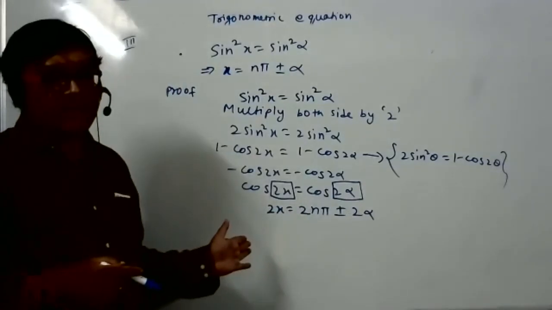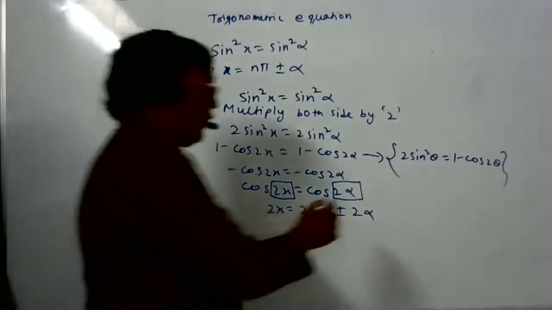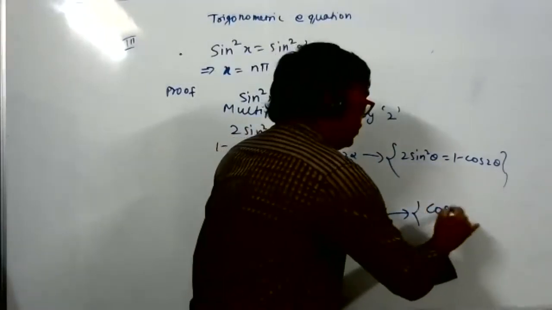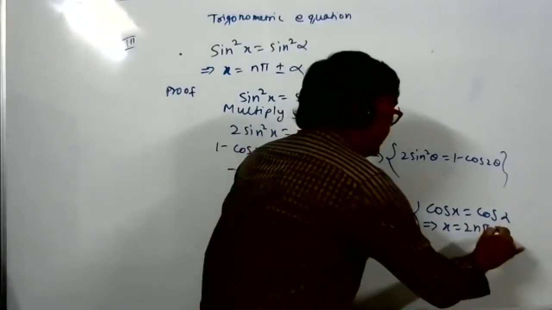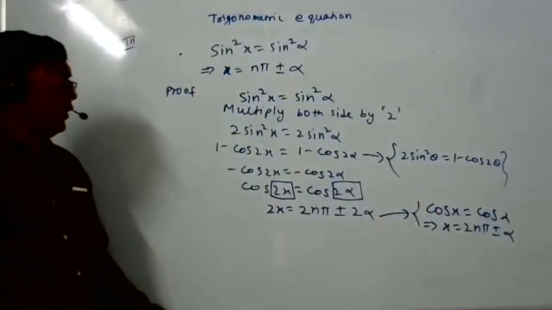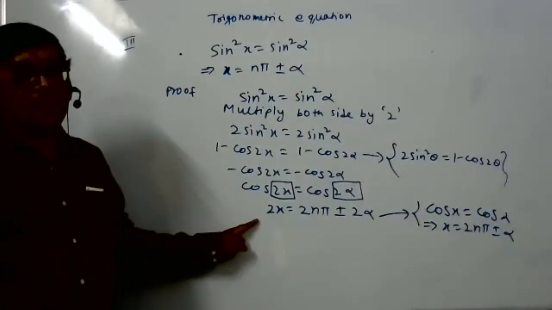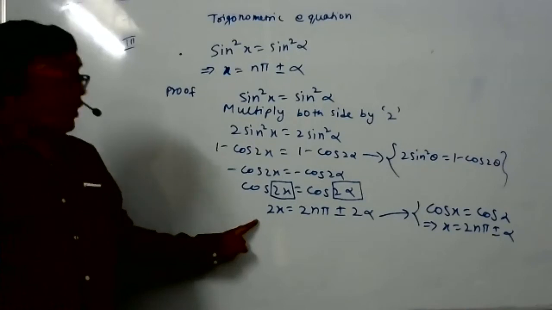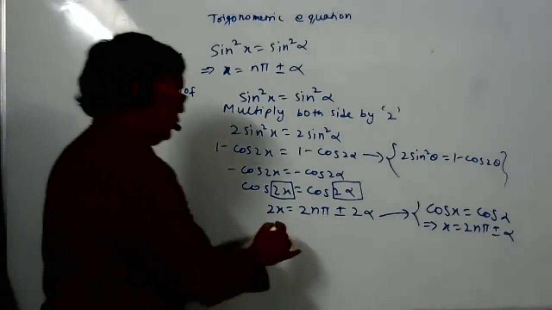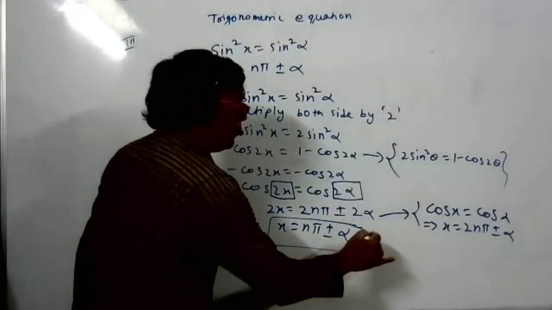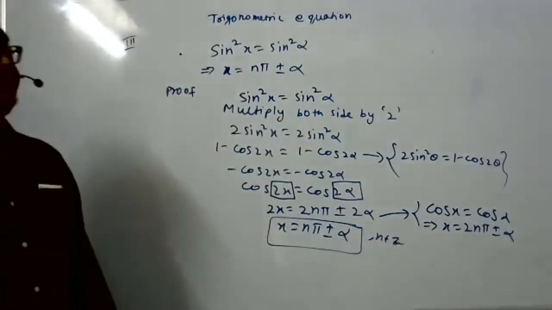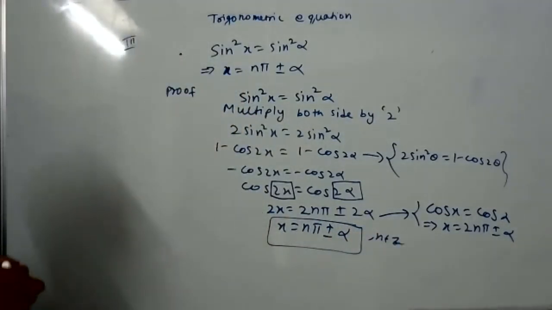Anybody has doubt here? If you want, I can write here. We know this formula. Cos x is equal to cos alpha. So what is the answer? X is equal to 2n pi plus minus alpha. Just now we studied this formula. Ask me doubt. Any doubt? What will happen to 2, 2, 2? Cancelled. So we get n pi plus minus alpha. Proof is over. Very simple proof. 2, 2, 2 will get cancelled.